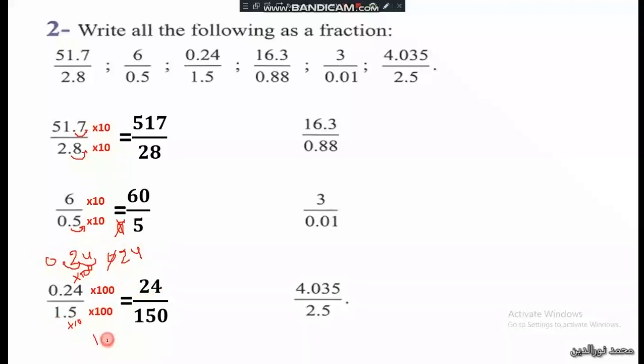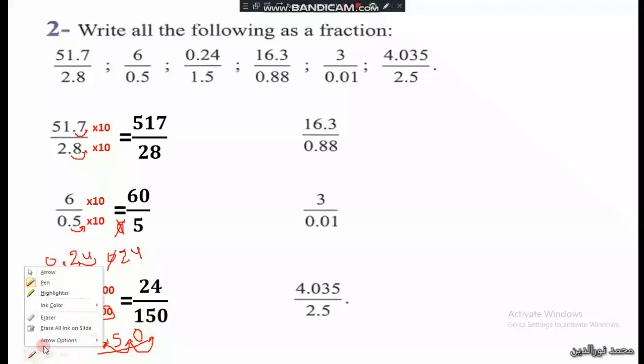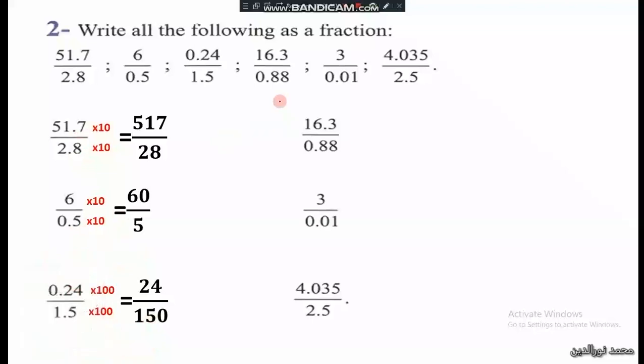Here we have 1.5, and we move it 2 digits to the right since we have 2 zeros, so 1 and 2, and here this is vacant, we put 0, and then we have 150. So till now we have to proceed here. Here we have to multiply by 100 and by 10, so we multiply both terms by 100.